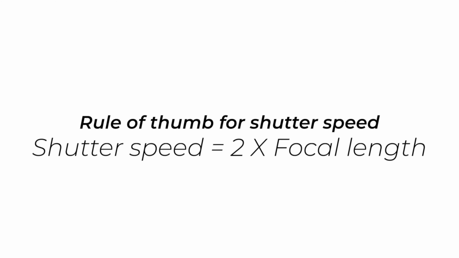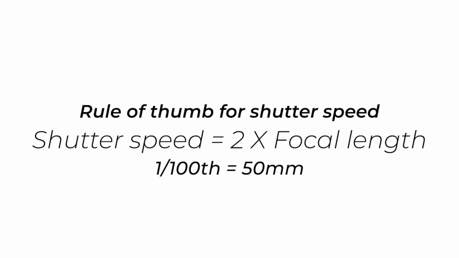So here are some tips to help you with your exposure triangle. A rule of thumb for your shutter speed is that whatever focal length you are using, I've made a video about focal length, you can check it up above, your shutter speed should be double your focal length. If you're using a 50mm prime lens, your shutter speed should be at least 1/100th of a second. Then you can adjust from there to compensate for your exposure.